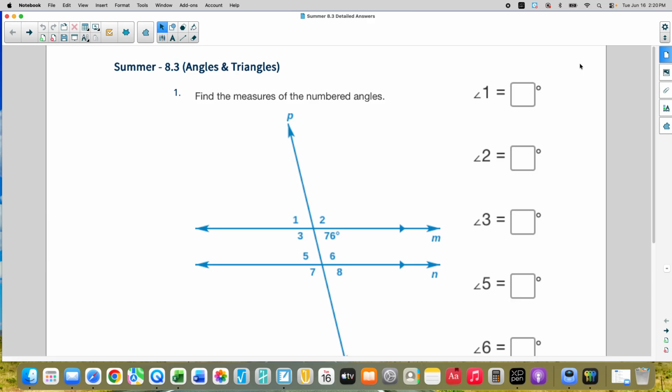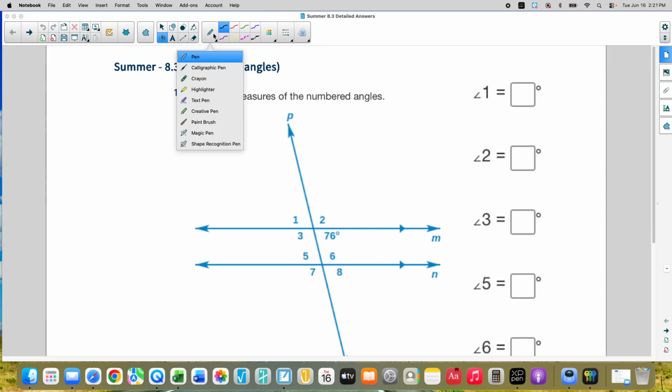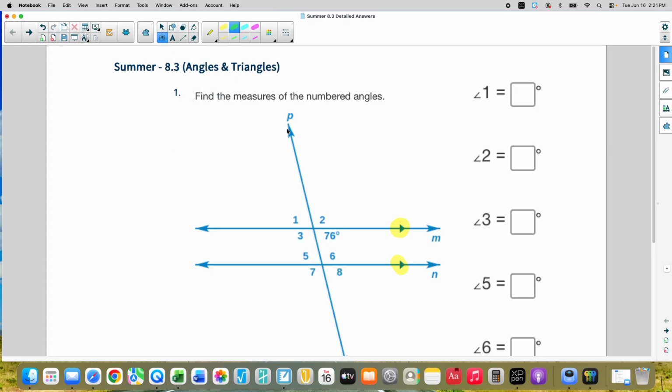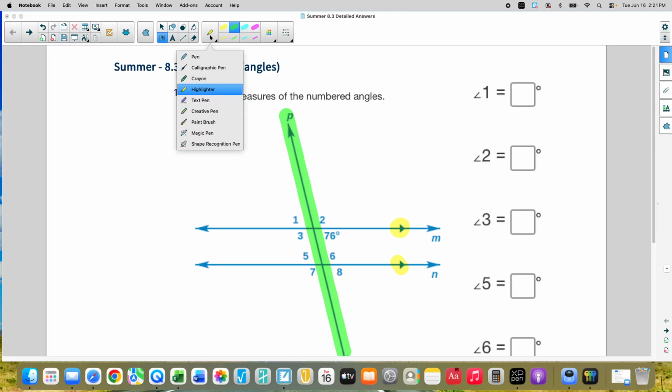We're going to stick with the geometry components in 8.3. Eighth grade material, chapter 3, talks about angles and triangles. It says find the measure of the numbered angles. Now, we can only use this because of this little sign here. Those are very, very special signs. That means that these lines are parallel to each other. And this line cutting through the parallel lines makes this the transversal.